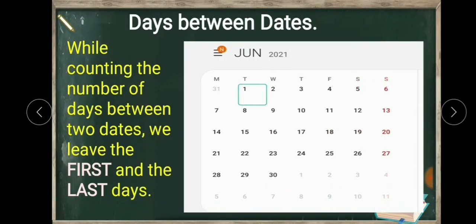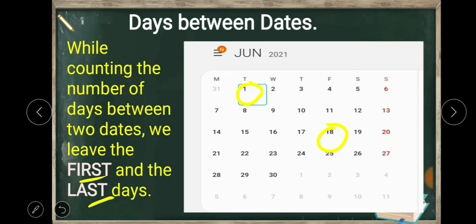Then how do we find days between dates? For example, suppose we need to find the days between 1 and 18. Then there is a rule. While counting the number of days between two dates, we leave the first and the last date. We have to leave the first and last dates while counting the number of days between two dates. So let's count 1, 2, 3. We have to leave the first one.